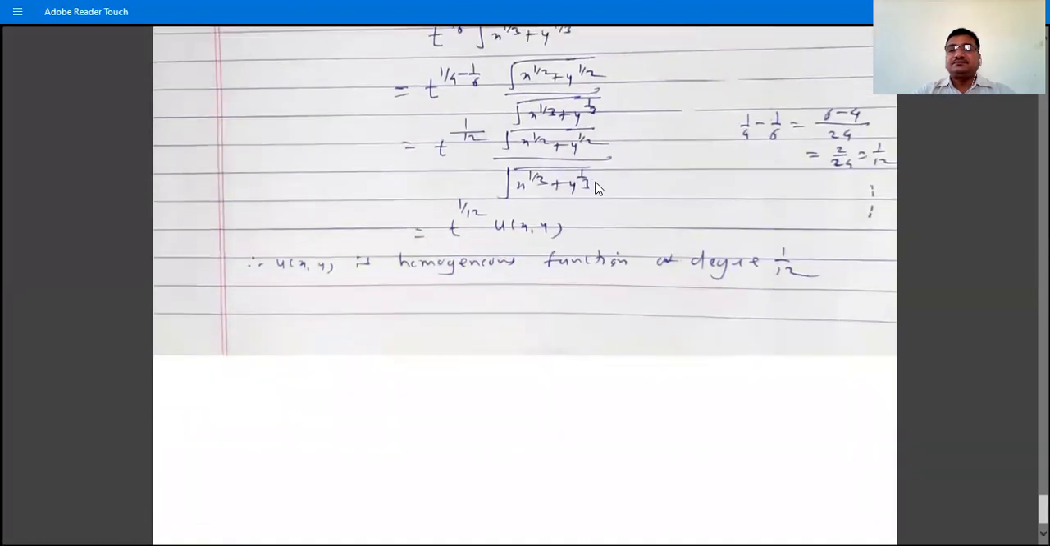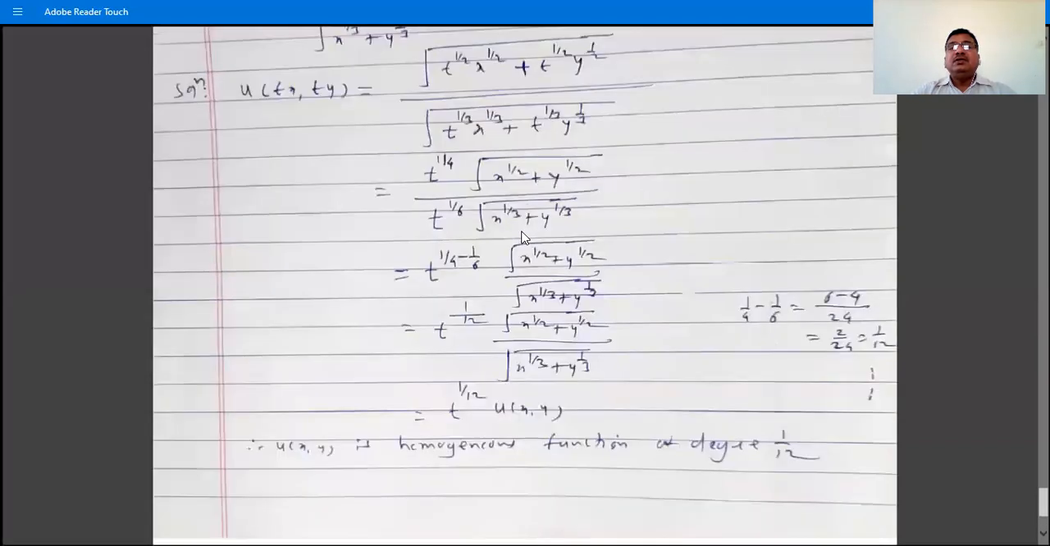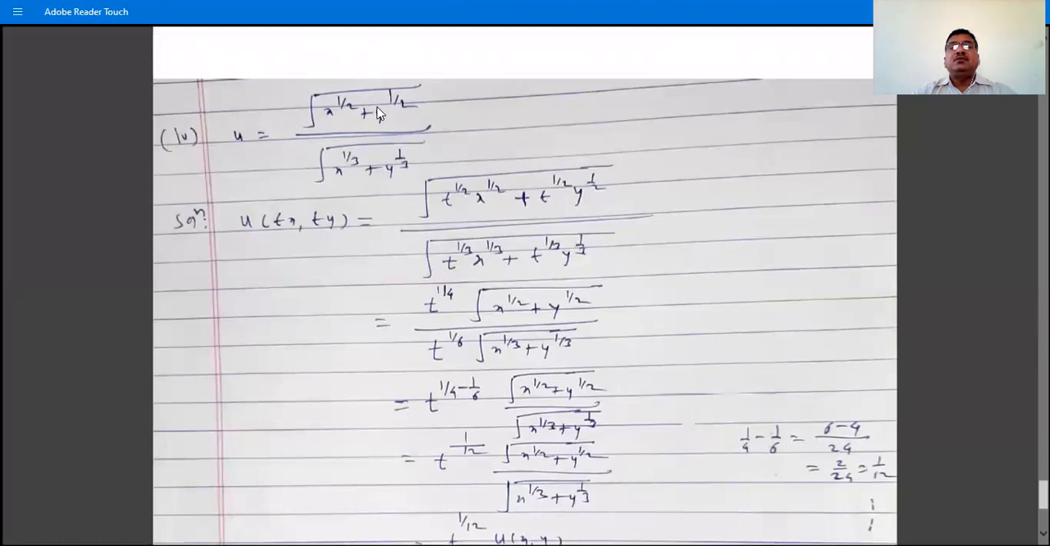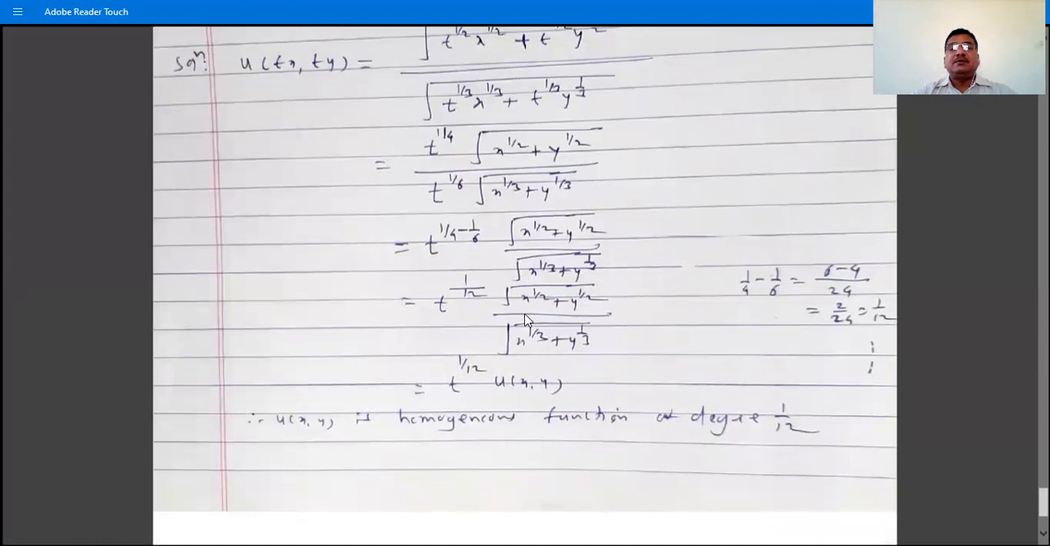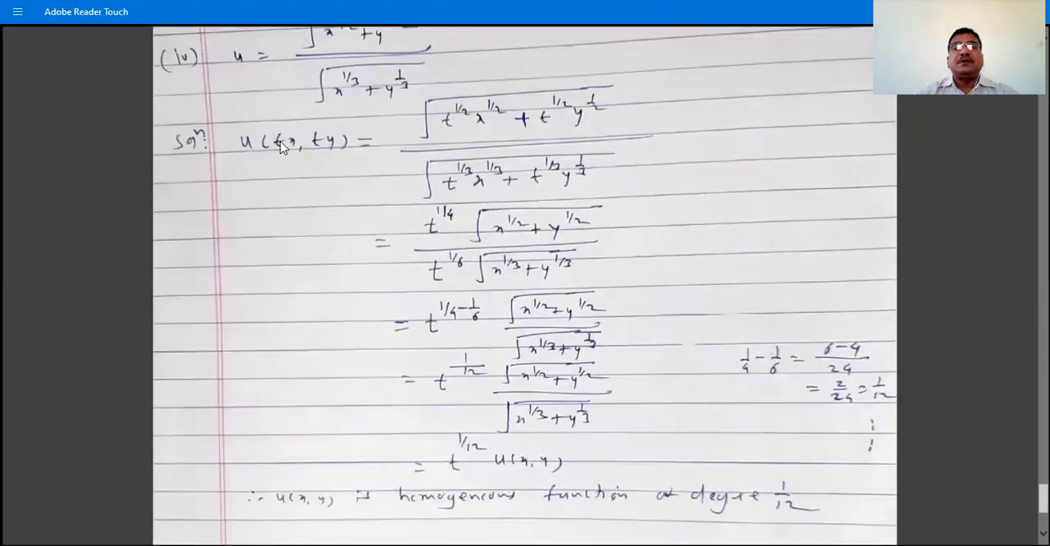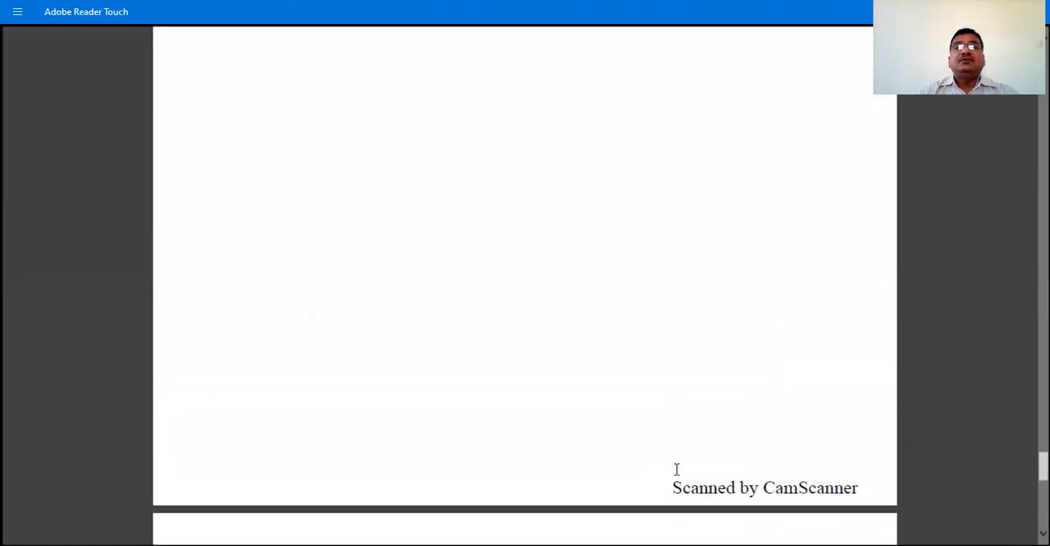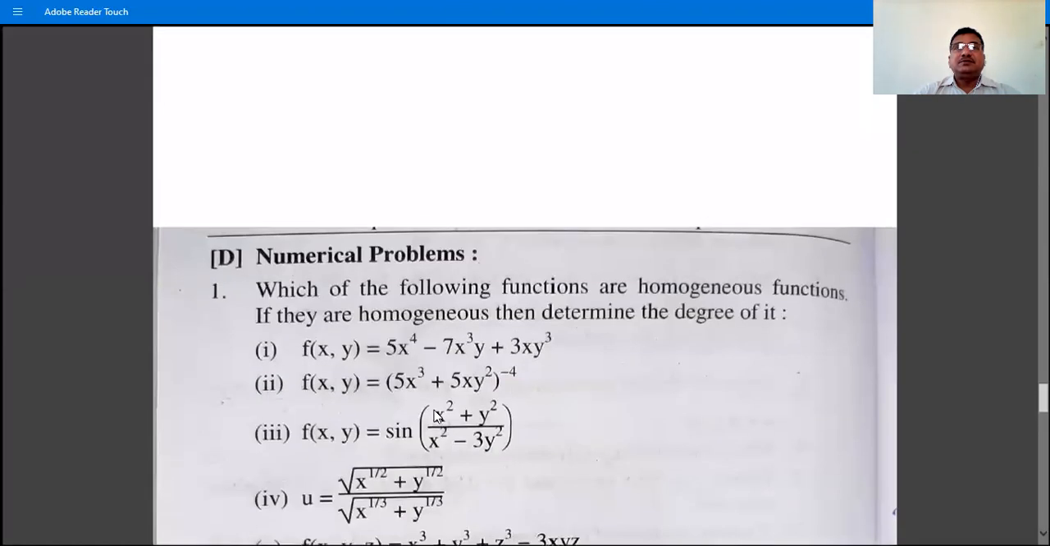And this is u(x, y): root of x raised to half plus y raised to half, divided by x raised to 1/3 plus y raised to 1/3. This is u(x, y), or u. And so what we have? We have u(tx, ty) is equal to t raised to 1/12 u(x, y). And so by using the definition of homogeneous function, it is a homogeneous function. This u(x, y) is a homogeneous function of degree 1/12. So we have to solve these problems by using the same method.